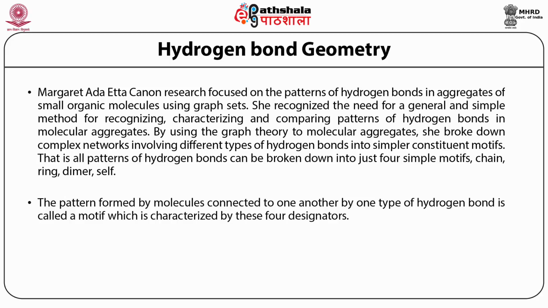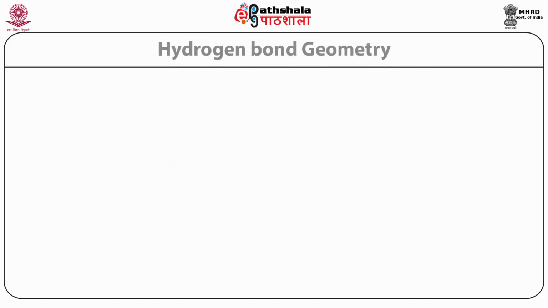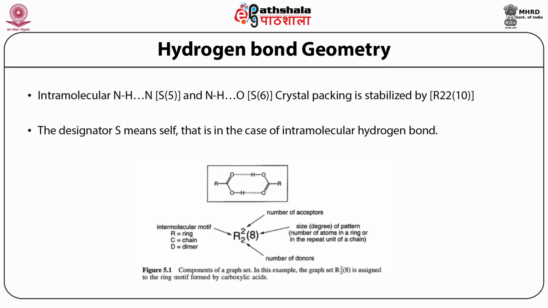The pattern formed by molecules connected to one another by one type of hydrogen bond is called a motif, which is characterized by these four designators, as we saw: chain, ring, dimer and self. Self means intramolecular hydrogen bond. Here an R2,2(8) hydrogen bond is shown.